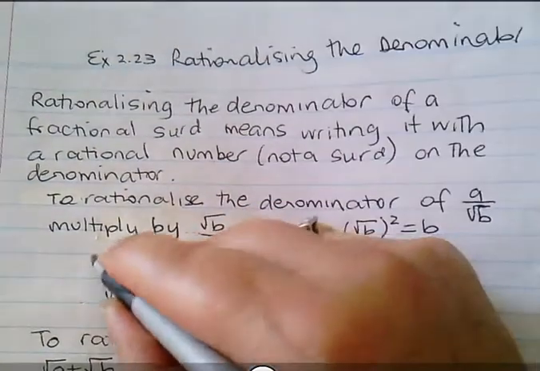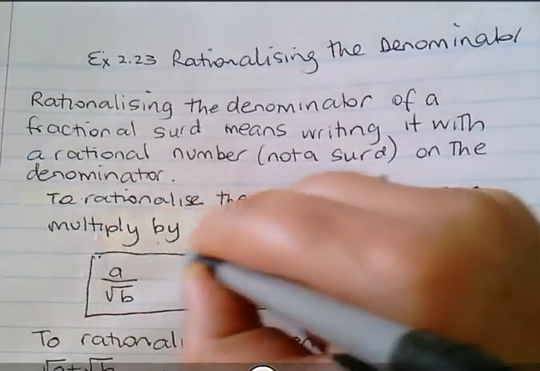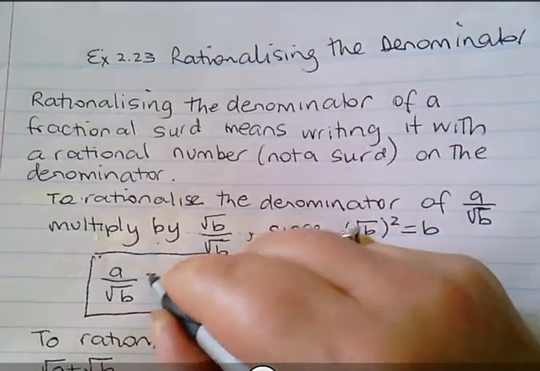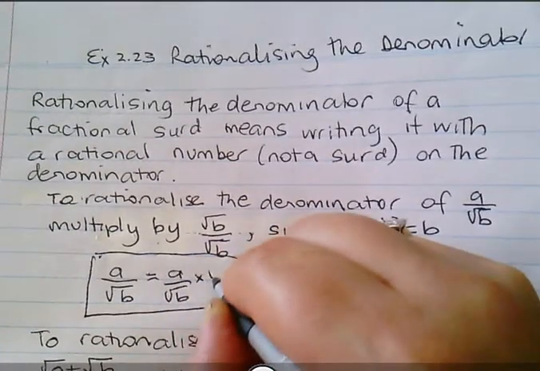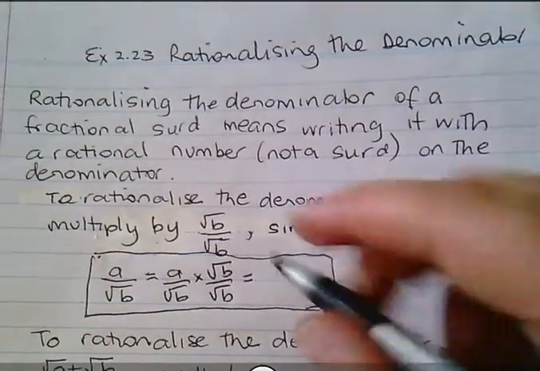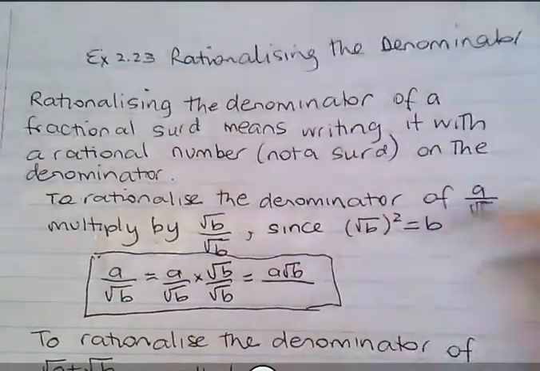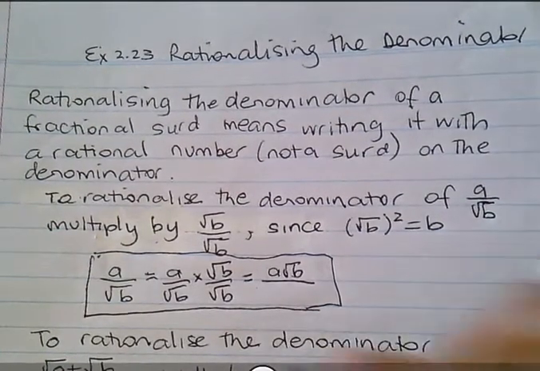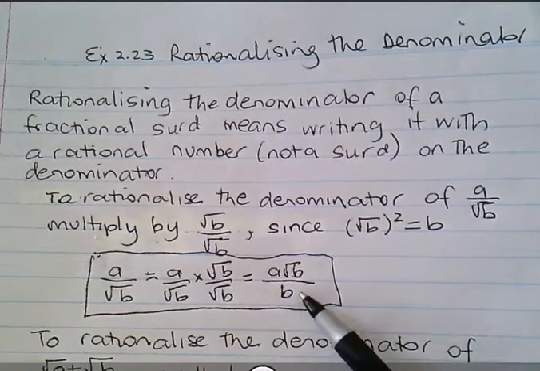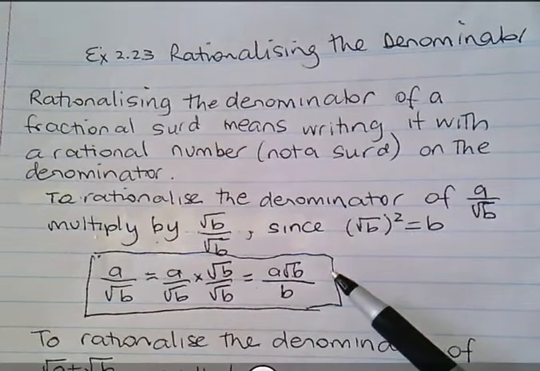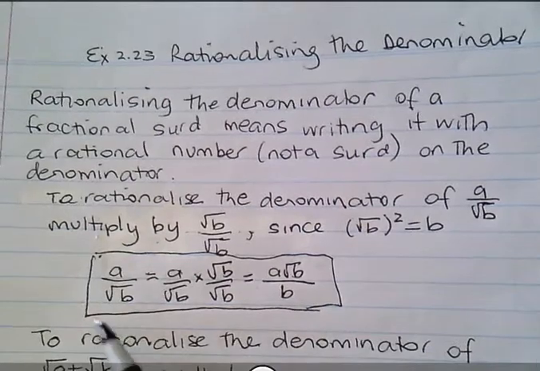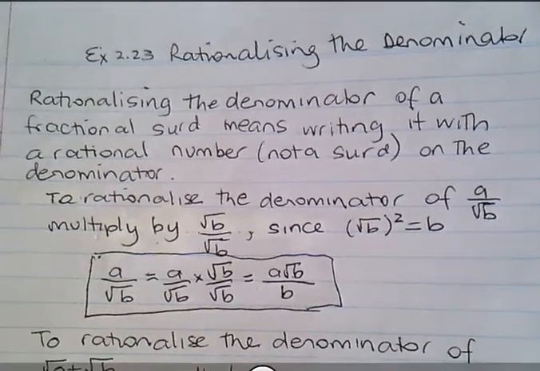Now, I'll show you. So if I've got a over root b, I multiply, so I go a over root b times root b over root b, and what's the numerator? A root b over, what's the denominator? What's root b times root b? It's b. So now, this resulting surd is rational. The denominator is rationalised. It's a rational number. So if we look at the denominator now, it's a rational number, whereas before, when we started, the denominator was a surd.